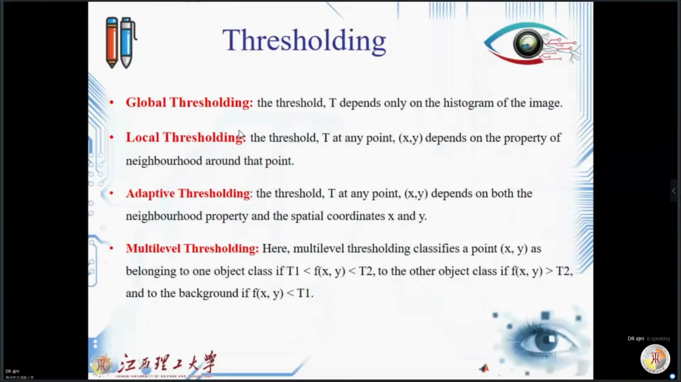And finally, multi-level thresholding classifies a point (x, y) as belonging to one object class if T1 is less than f(x, y) and f(x, y) is less than or equal to T2, to another object class if f(x, y) is greater than T2, and to the background if f(x, y) is less than or equal to T1.